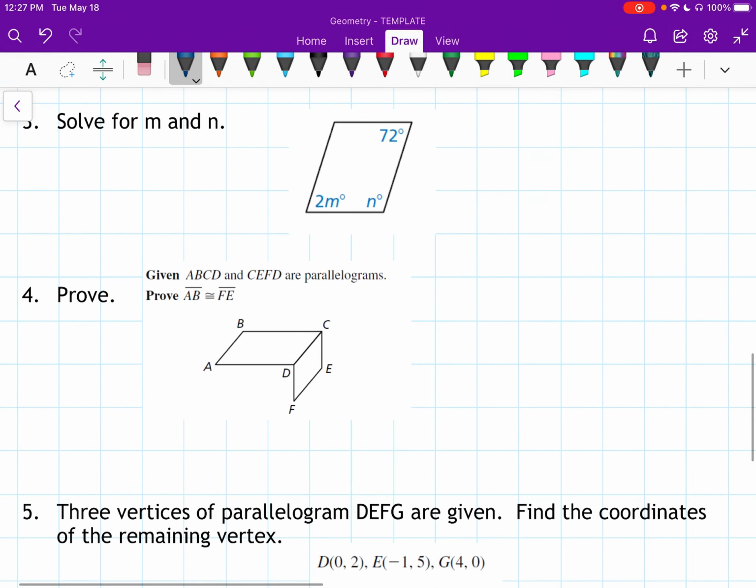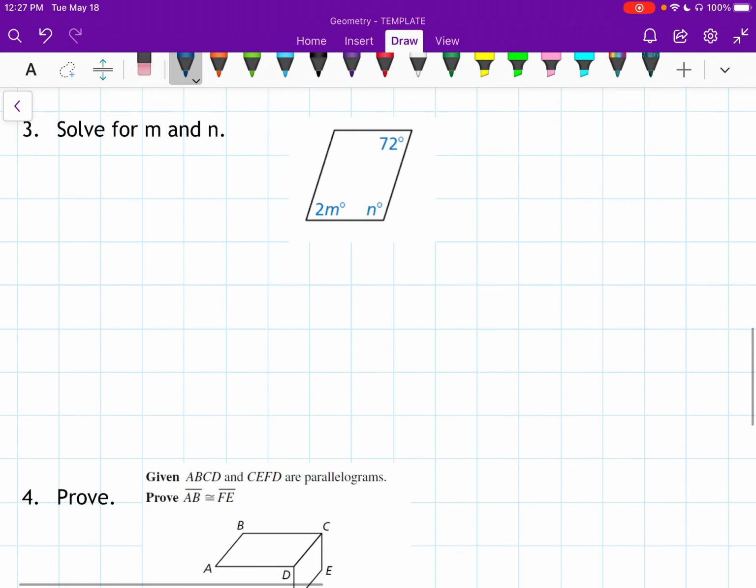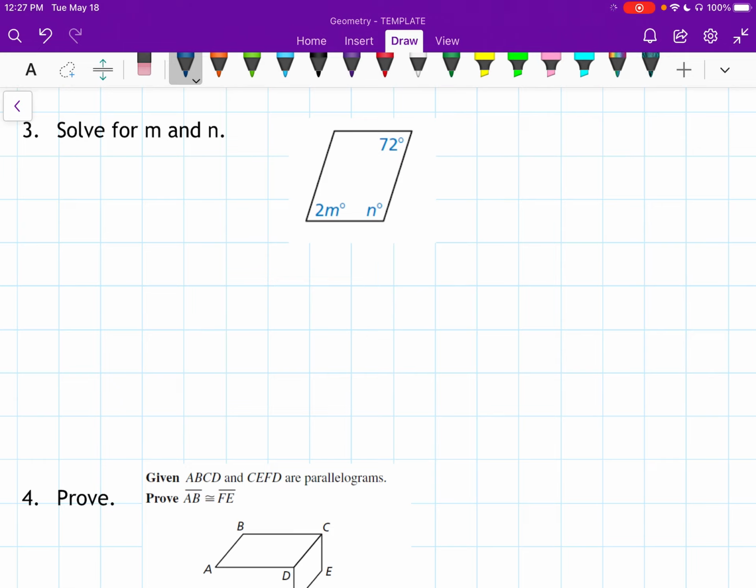Number 3. We're supposed to find m and n. Well, starting off, let's find m, right? M is going with this angle. That is equal to the 72, right? So I can say 2m equals 72. So m, I'm going to divide by 2, and I think that's going to be 36. But let me make sure. 36.